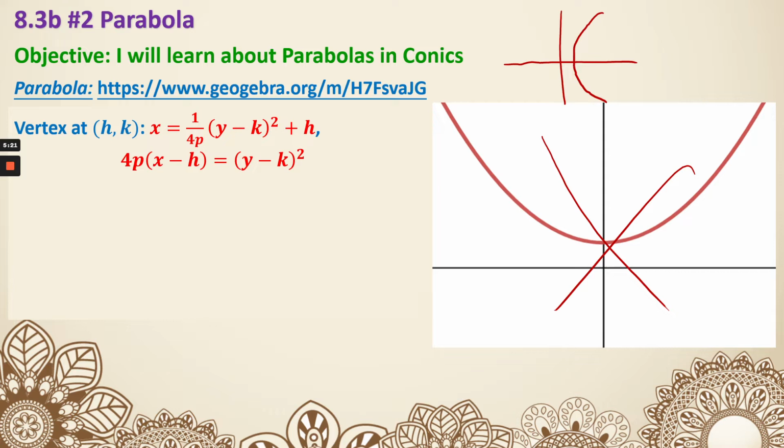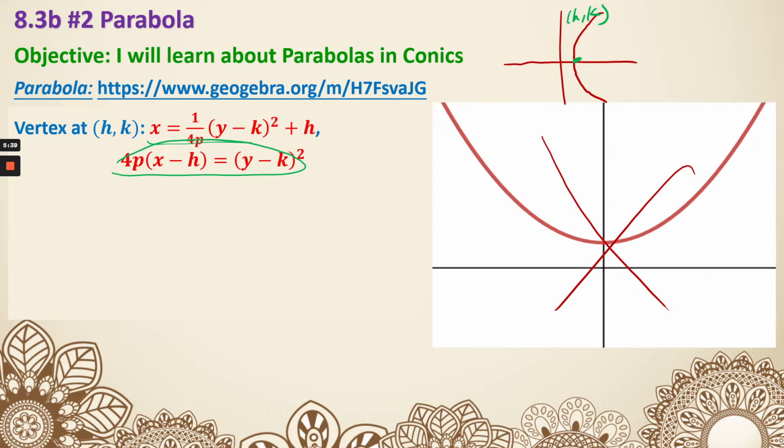And actually, we don't even need a horizontal axis because our graph is going to have a vertex of h, k. And this is the formula. That's the more general form: 4p times x minus h equals y minus k squared.